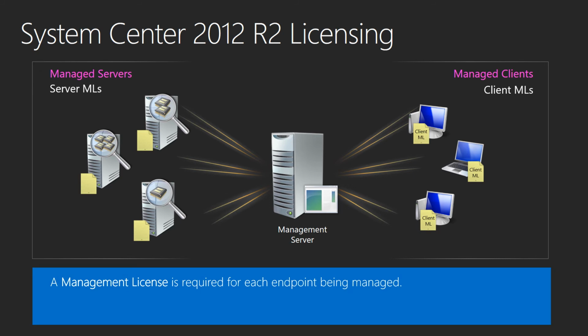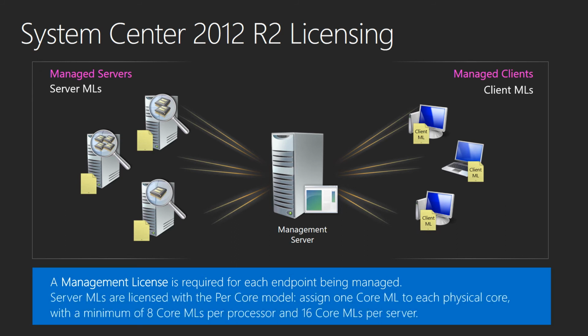So let's look at the rules for how many server MLs are required for the servers that I've got showing here. Does this remind you of the Windows Server licensing model which we covered near to the beginning of this session? In fact, it's exactly the same. It's a per core model with the usual minimums of 8 core licenses per processor and 16 core licenses per server. So here are the required server ML core licenses for these servers.